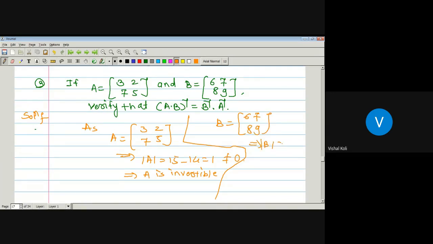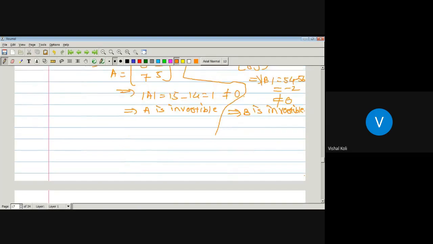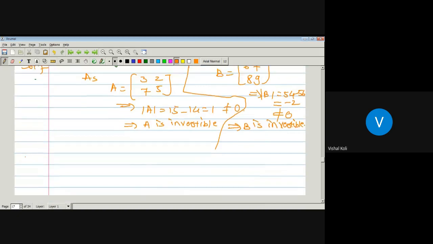determinant of B is equal to 9 into 6, 54, minus 7 into 8, 56. 54 minus 56, which is minus 2, which is also not equal to 0, which implies B is invertible. Now just find out its inverses. So now for the inverse of matrix A, we have to find out the cofactors.